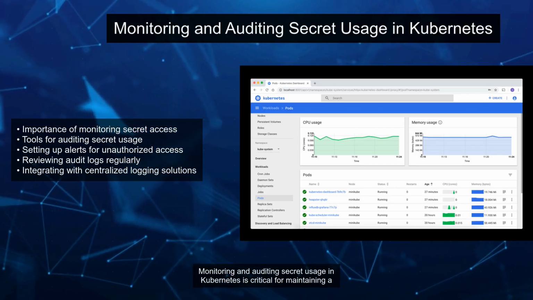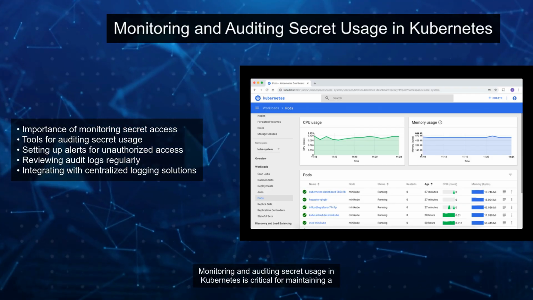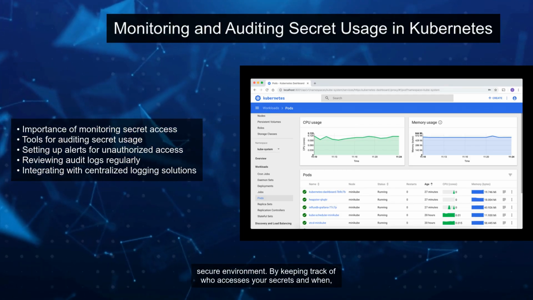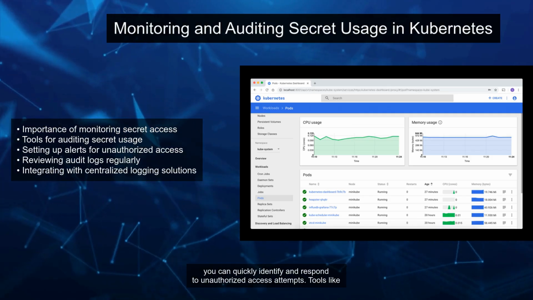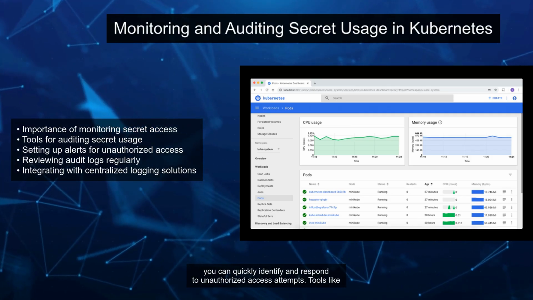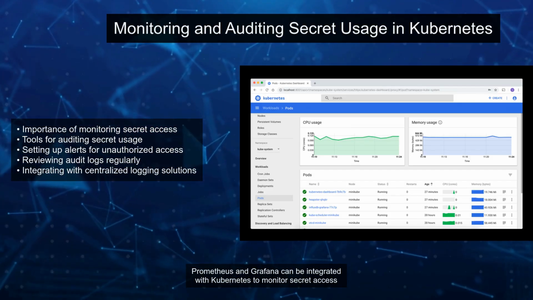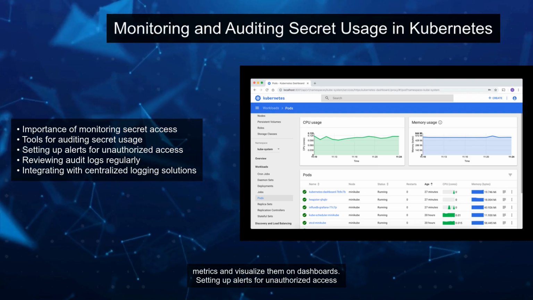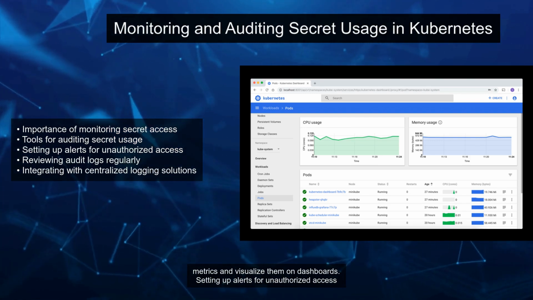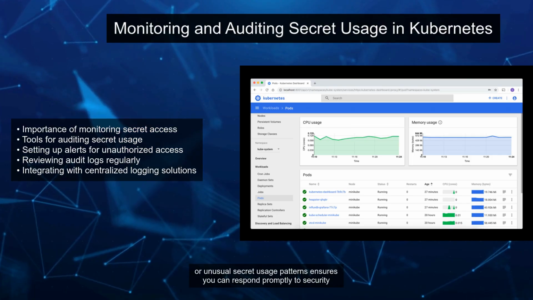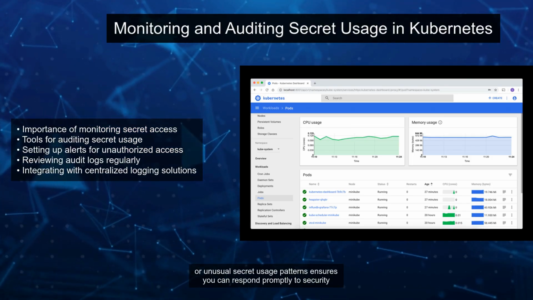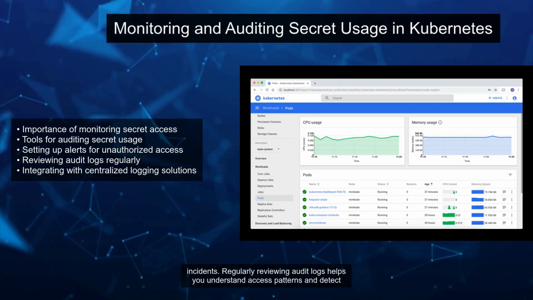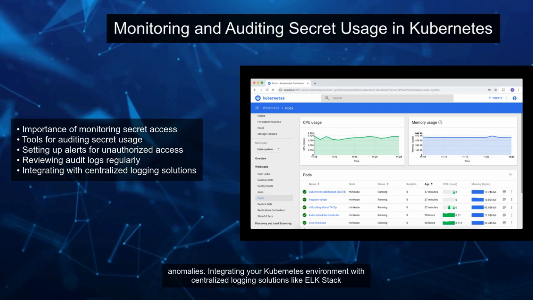Monitoring and auditing secret usage in Kubernetes is critical for maintaining a secure environment. By keeping track of who accesses your secrets and when, you can quickly identify and respond to unauthorized access attempts. Tools like Prometheus and Grafana can be integrated with Kubernetes to monitor secret access metrics and visualize them on dashboards. Setting up alerts for unauthorized access or unusual secret usage patterns ensures you can respond promptly to security incidents. Regularly reviewing audit logs helps you understand access patterns and detect anomalies.